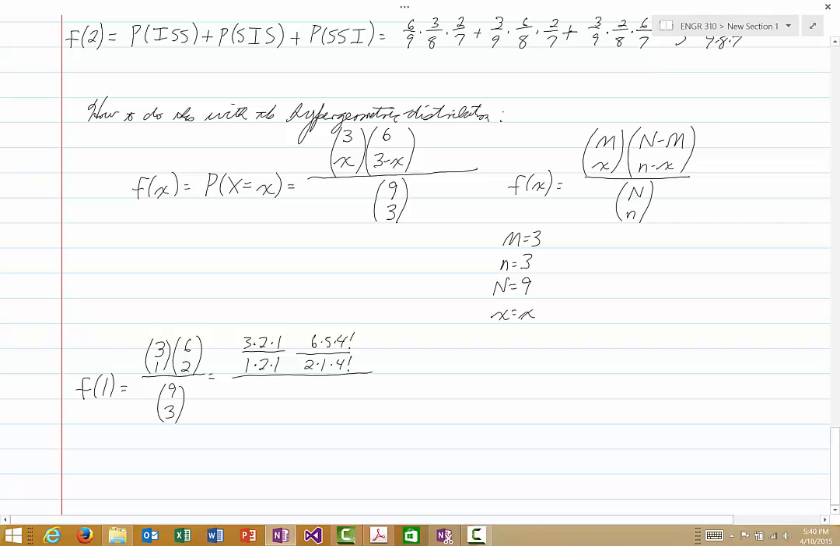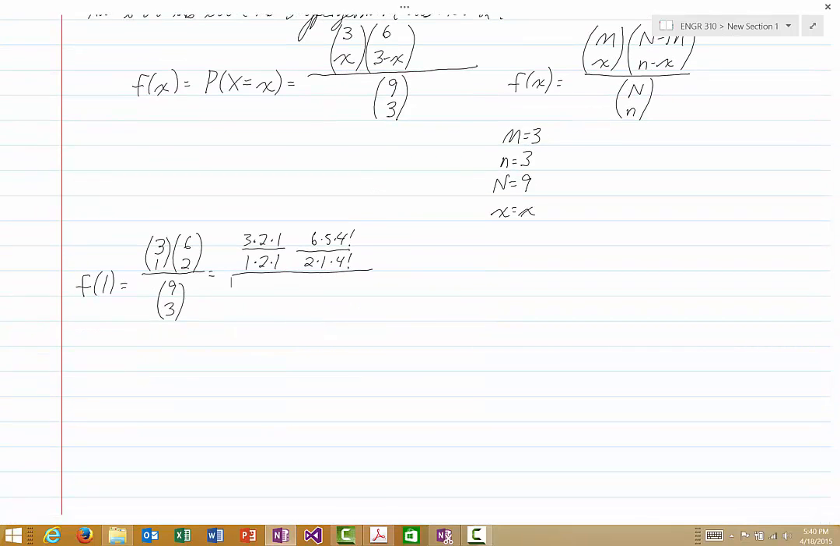And likewise, I'll pull a similar trick down here in the bottom. I'll write 9 factorial as 9 times 8 times 7 times 6 factorial. And then we'll have 3 factorial, which is 3 times 2 times 1, and then 6 factorial. And now you see that this 6 factorial and that 6 factorial will cancel, and this 4 factorial and this 4 factorial will cancel. And so let's see what we're left with.